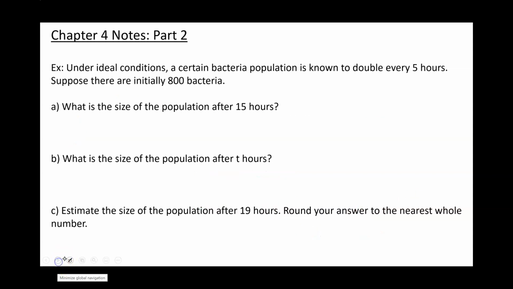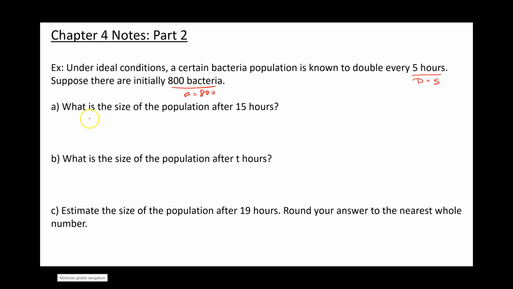So here's an example. Under ideal conditions, a certain bacteria population is known to double every 5 hours. So remember, the doubling time is going to be your D value. So in this case, your D value will equal 5. Suppose there are initially 800 bacteria. So we know that the value of A is 800 because A is always our initial value. So the question is, what is the size of the population after 15 hours? So what we know is every 5 hours, the bacteria doubles.